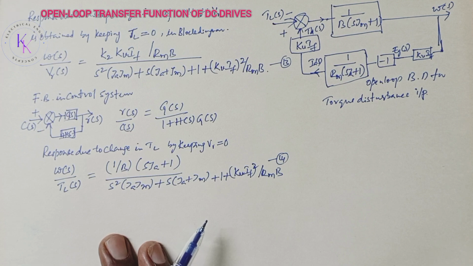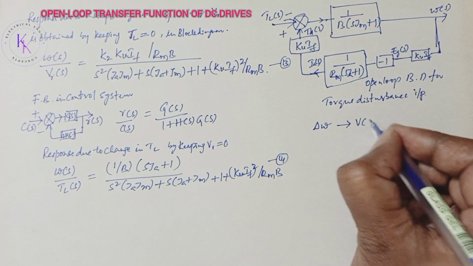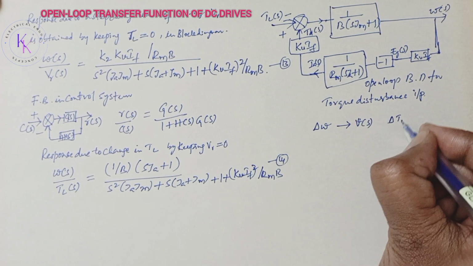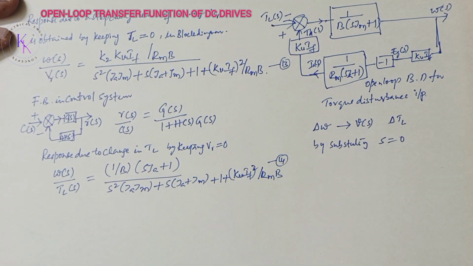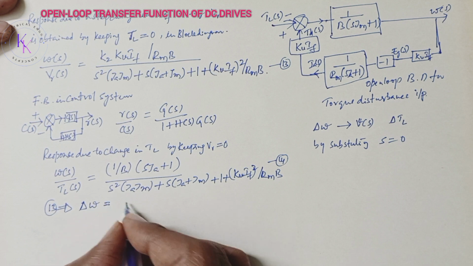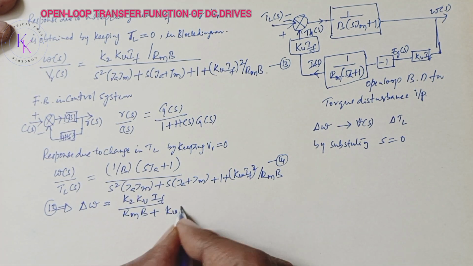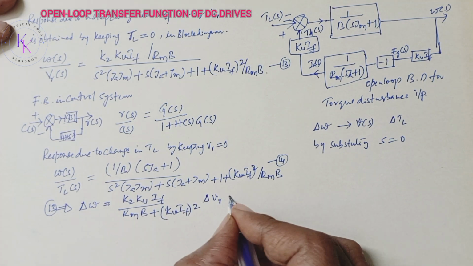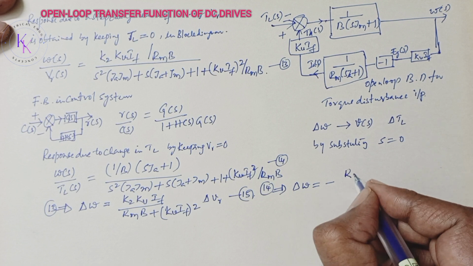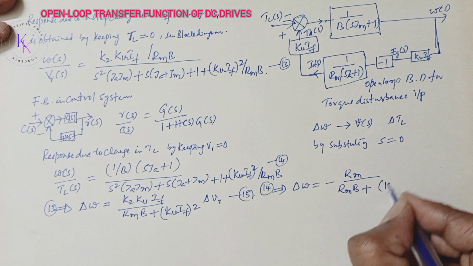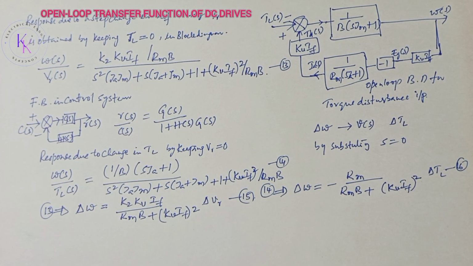Now, using the final value theorem, the steady state relationship of a change in delta omega due to the step change in control voltage VR(S) and the step change in the load delta TL can be found from equations 13 and 14 by substituting S equals to 0. Then equation 13 becomes change in omega equals to K2 Kv IF divided by Rm B plus (Kv IF) whole square, times change in VR. That is equation number 15. Then equation 14 becomes change in speed omega equals to minus Rm divided by Rm B plus (Kv IF) square, times delta TL. That is equation number 16.